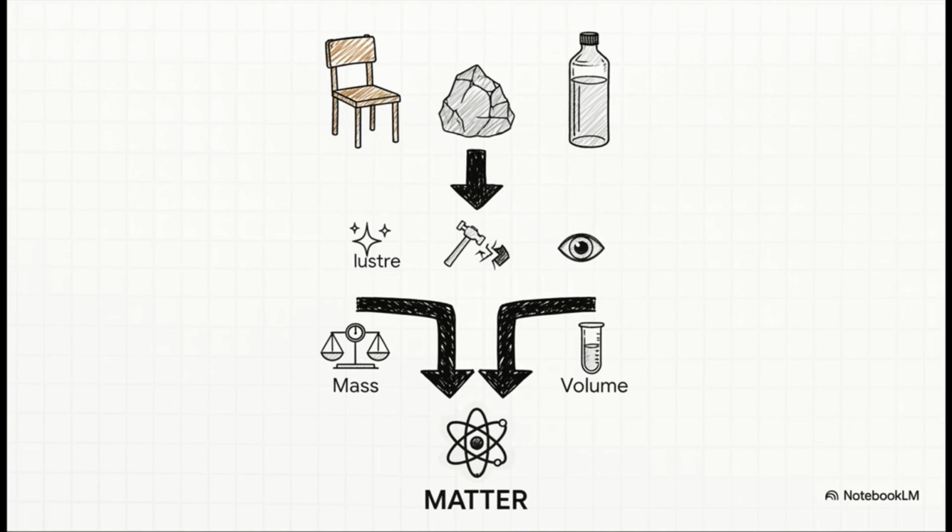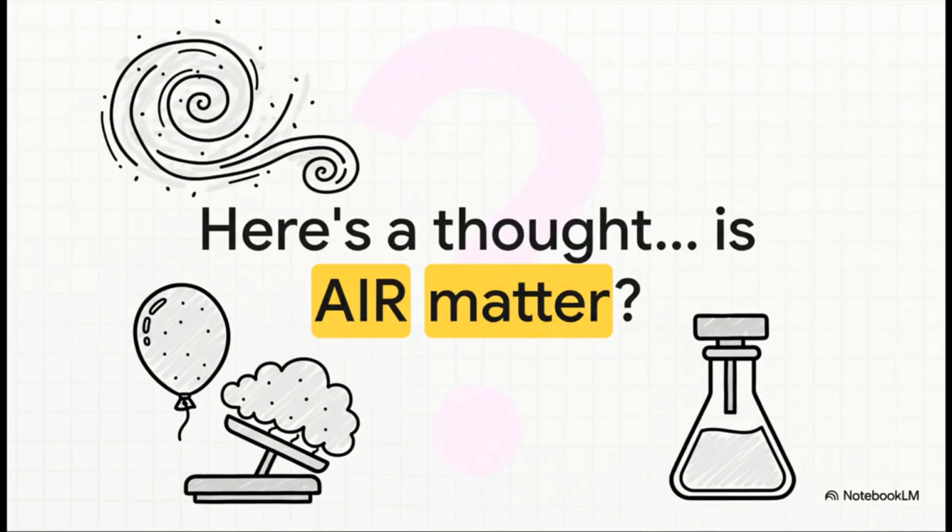We can sort those materials by their properties, like if they're shiny or hard or see-through. But the two most important properties that all materials share are mass and volume. And the biggest takeaway of all, anything that has mass and volume is called matter. And now I want to leave you with one final thought to chew on.